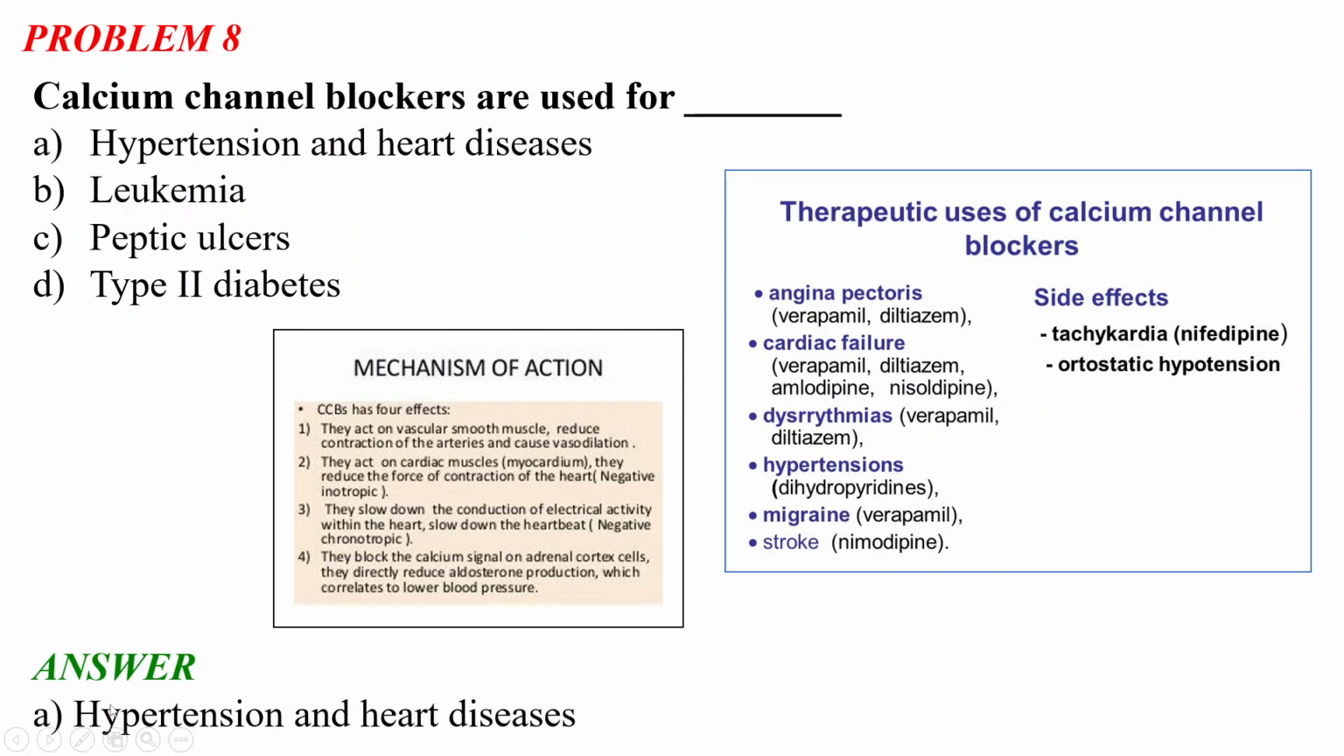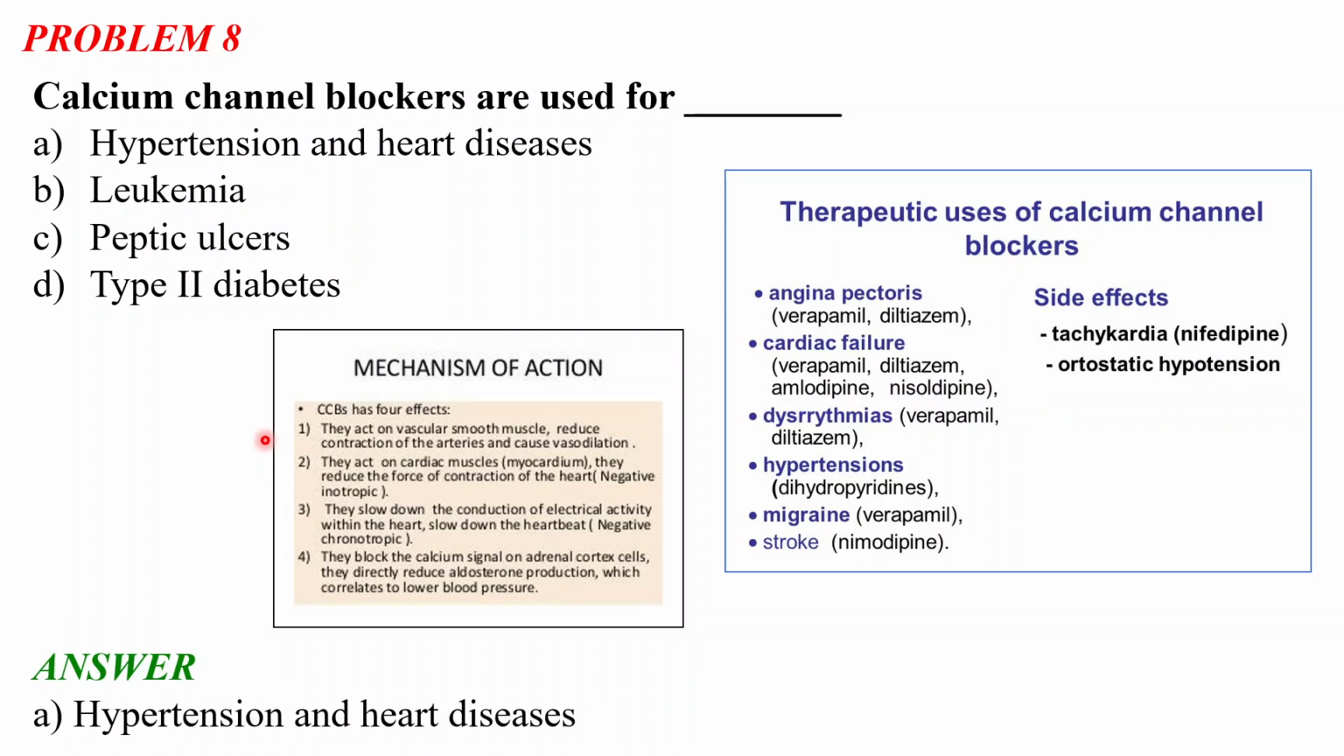What is the mechanism of action of calcium channel blockers? They have 4 effects. They act on the vascular smooth muscle and reduce the contraction of the arteries, causing vasodilation. They act on the cardiac muscle, the myocardium, and reduce the force of contraction of the heart, meaning negative inotropic. They slow down the conduction of electrical activity within the heart and slow down the heartbeat, the negative chronotropic effect. They block the calcium signal on the adrenal cortex cells and directly reduce aldosterone production, which correlates with lower blood pressure.